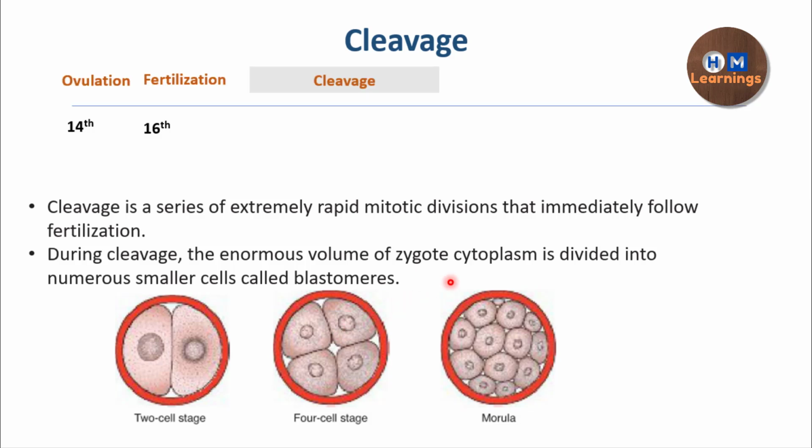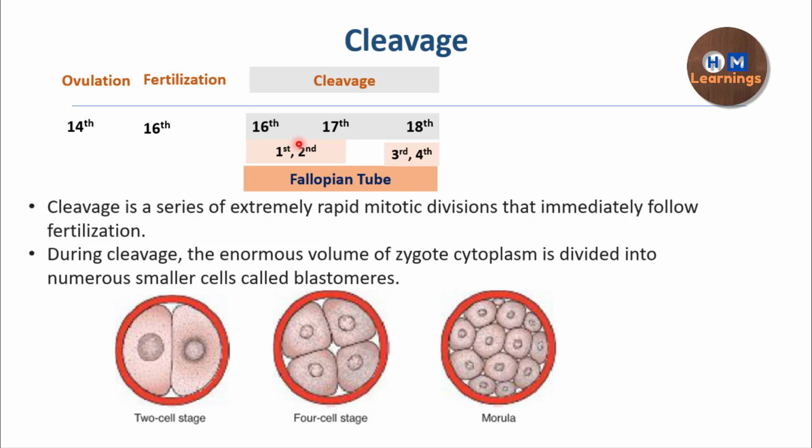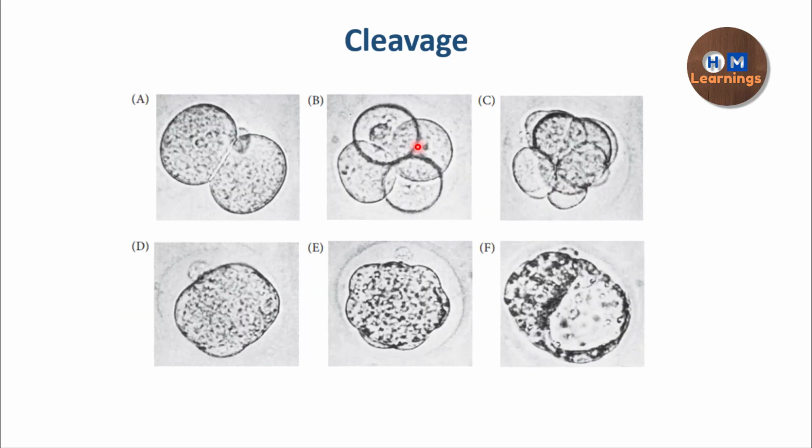So this is a timeline which we have already seen. There are a total of 4 cleavages which are happening. The first and the second cleavage are very slow, and it takes 2 days to complete the first 2 cleavages, and the third and the fourth cleavage are very rapid and take only 1 day to complete. So we will see what the first, second and third cleavage look like.